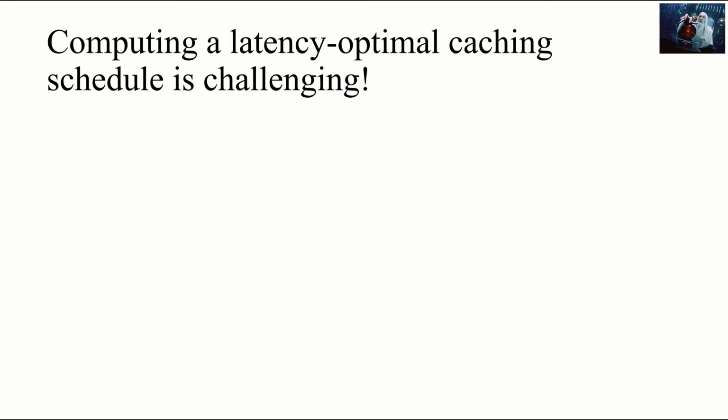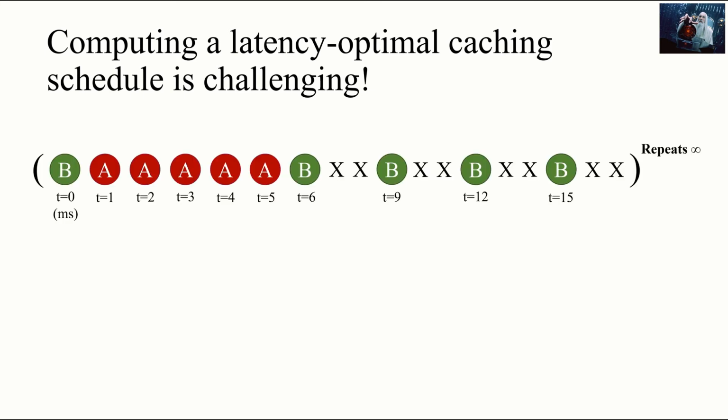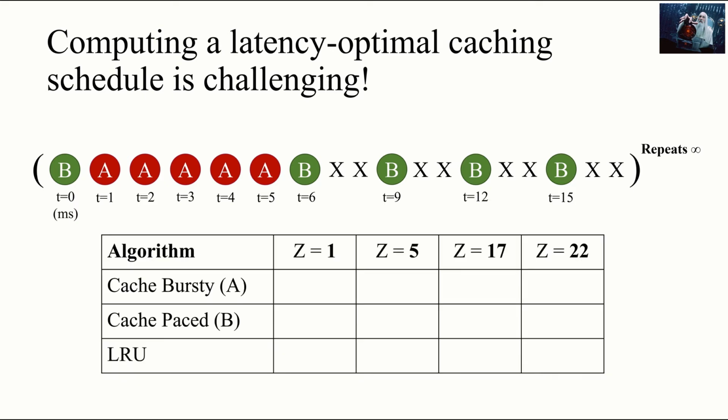Once again, we have access to our wizard who tells us the future, and we have this request sequence with just two objects, A and B. The X's here denote empty time slots, that is, no arrivals, and the sequence repeats infinitely. Given a cache of size 1, our task is to find a schedule that minimizes latency.